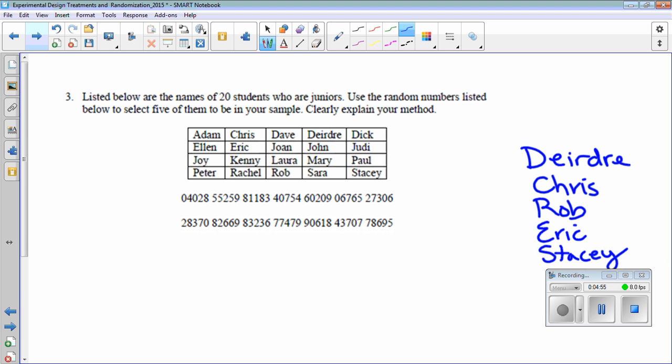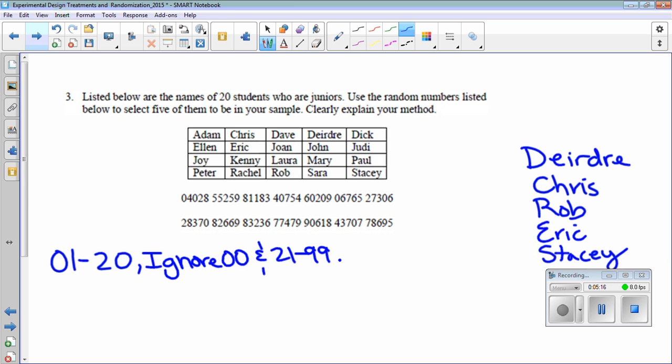Okay. So what it depends on is how you numbered your people. I numbered them 0, 1 to 20. And that means I'm going to have to ignore some double digits. I'm going to ignore 00 and 21 to 99. Would you agree? If you started and numbered 00 to 19, that's okay. I have no problem with that. Then you would just ignore 20 all the way to 99. That's fine. So you just have to tell me what you're doing.